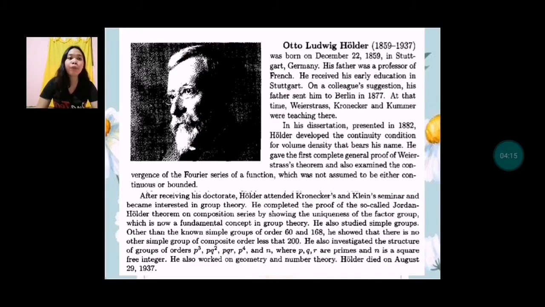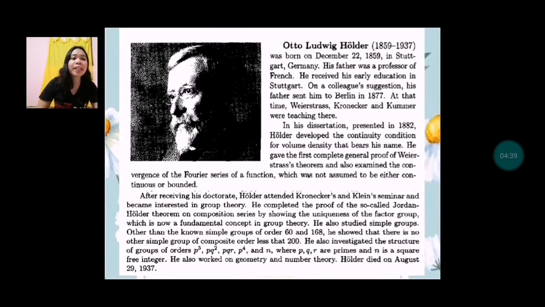He completed the proof of the so-called Jordan-Hölder theorem on composition series by showing the uniqueness of the factor groups, which is now a fundamental concept in group theory. He also studied simple groups. Other than the known simple groups of order 60 and 168, he showed that there is no other simple group of composite order less than 200.